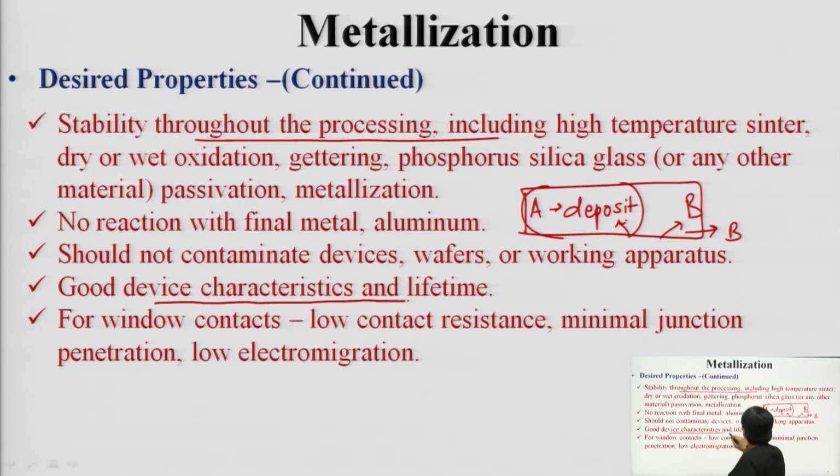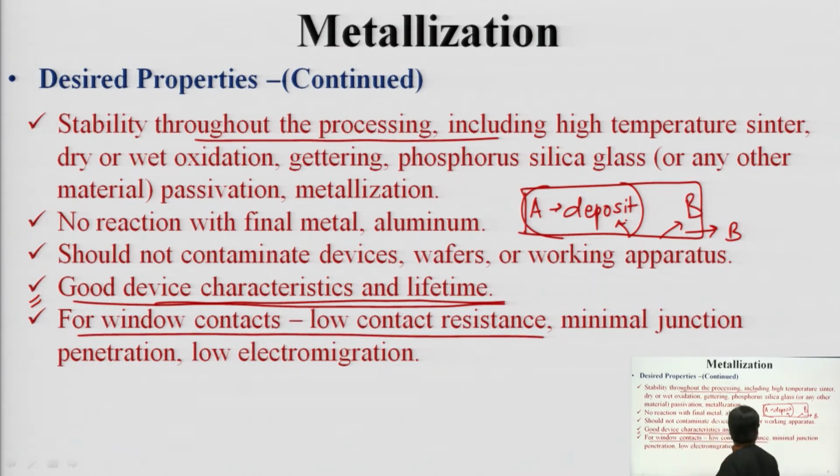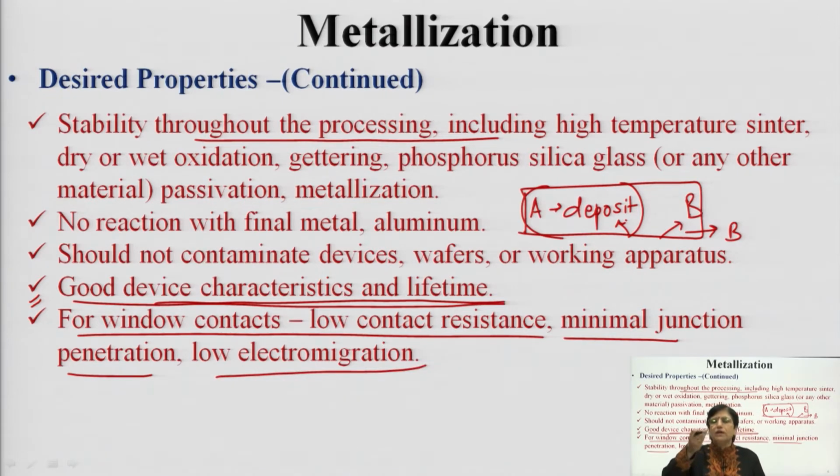It should have good device characteristics throughout the device life, that means the longevity of the device. Good reliable operation should be expected, because this particular metal contact should not alter the device performance. For window contacts, you need low contact resistance, minimal junction penetration and low electromigration. The metal atoms should not migrate from their original position where they have been deposited. Even if you have large current flowing through that interconnect, its property should remain unaltered, thereby ensuring reliable operation throughout the life span of the equipment or the circuit of which that device is a part.